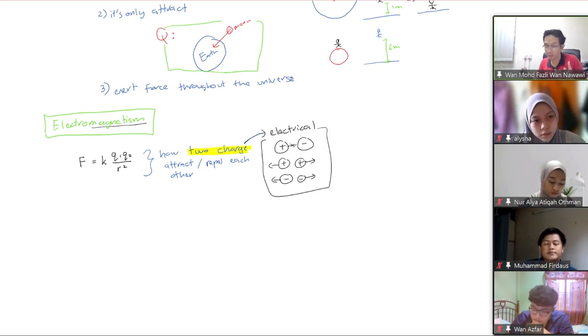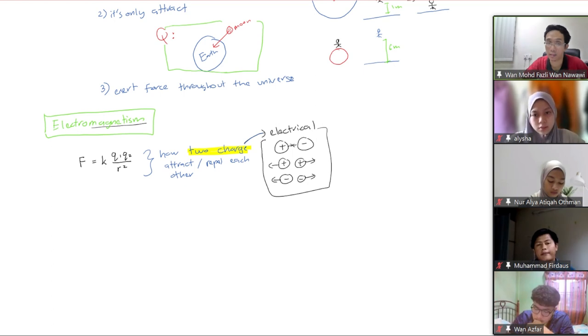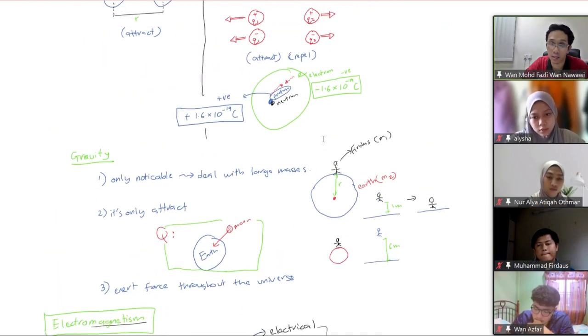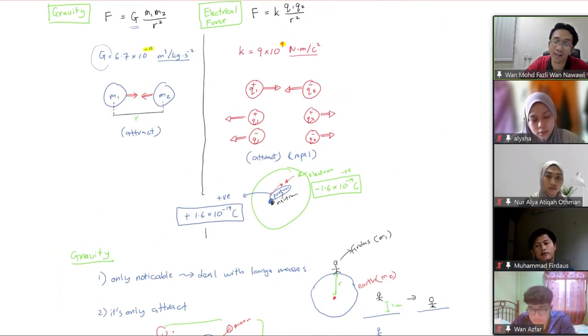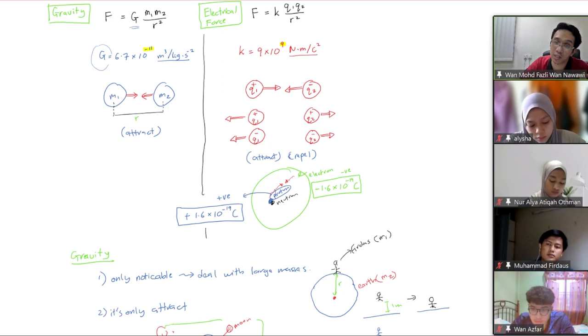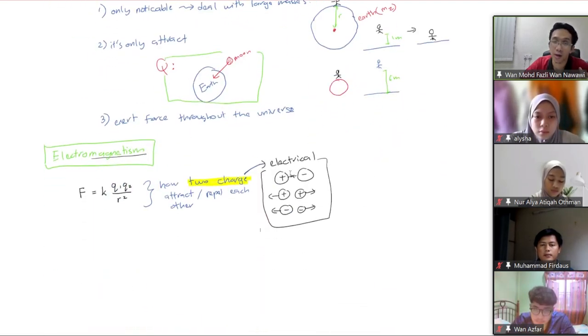You have the electron, or the proton, because the proton is also electrically charged. It's a positive charge. As we said before, this proton carries the positive electrical charge. The electron carries the negative electrical charge. That's why we call this electrical charge.